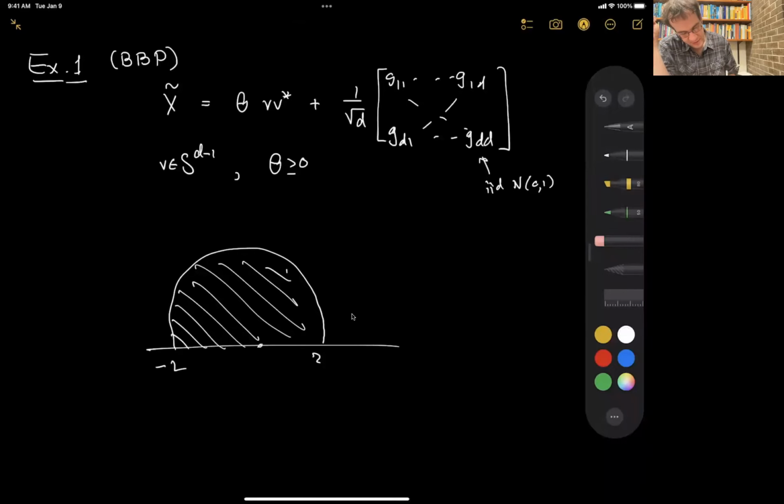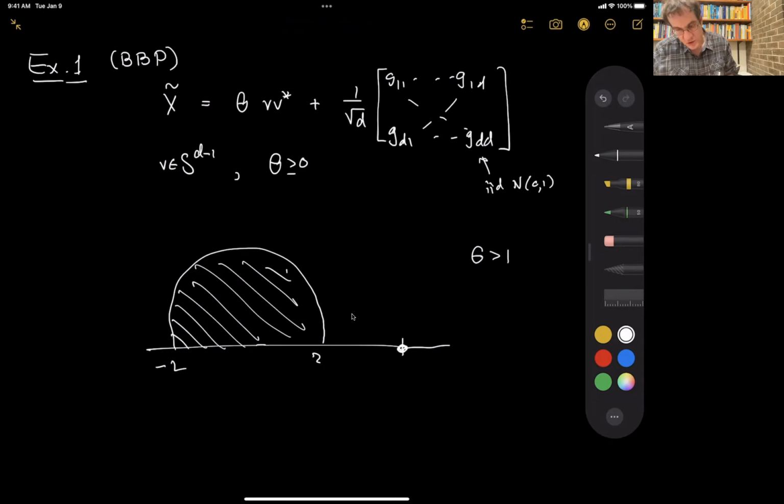But if theta is very large, then you add a very large rank 1 perturbation, you would think that there would be a huge outlier eigenvalue that pops out of the bulk of the spectrum. You'd think that you would get a large outlier eigenvalue that sits over here. And the question is, when does that transition happen? It turns out that the transition happens exactly when theta is greater than 1. So as soon as the strength of this rank 1 part is greater than 1, then an eigenvalue pops out of the bulk of the spectrum.